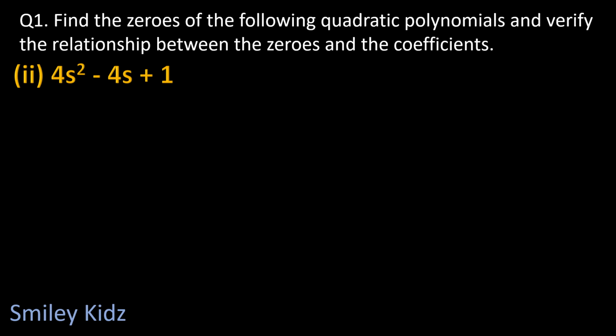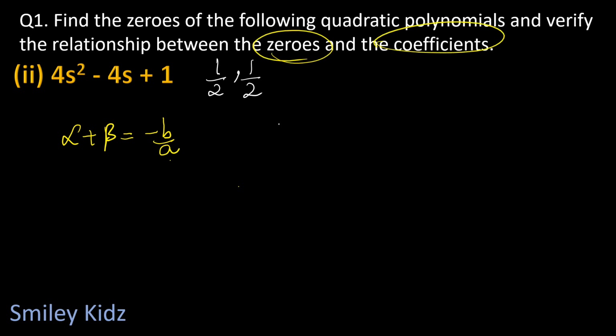Now, what are the zeros of 4s square minus 4s plus 1? They are 1 by 2 and 1 by 2 respectively. Now, we know that alpha plus beta is equal to minus b by a, because we're going to verify the relationship between the zeros and the coefficients. So first we're going to find out the sum of the zeros and its coefficients, isn't it?